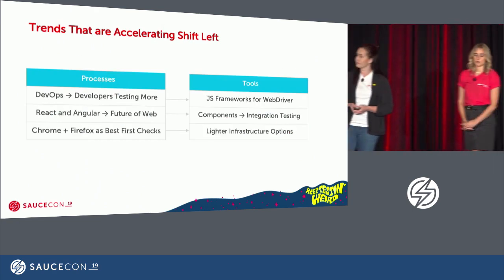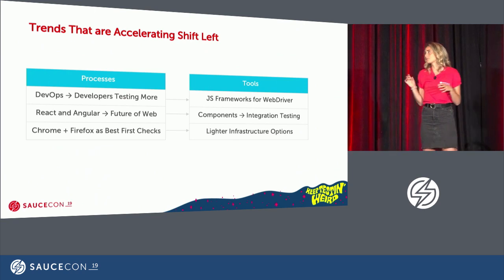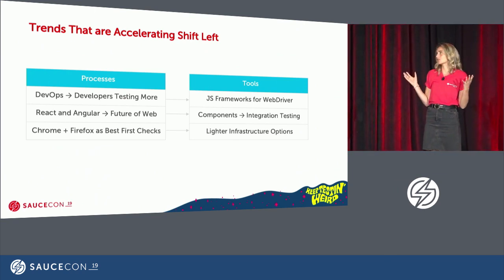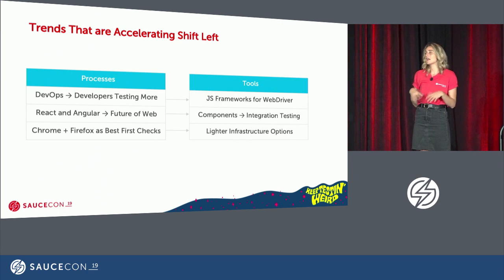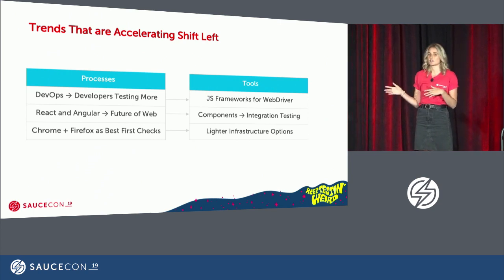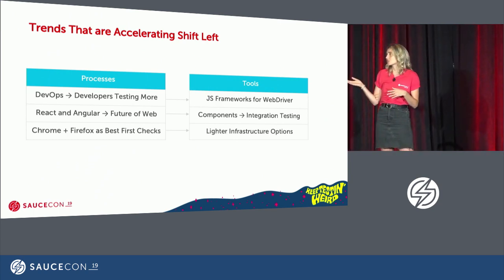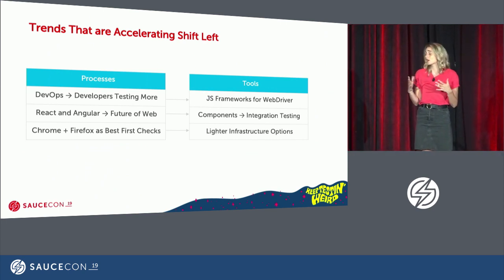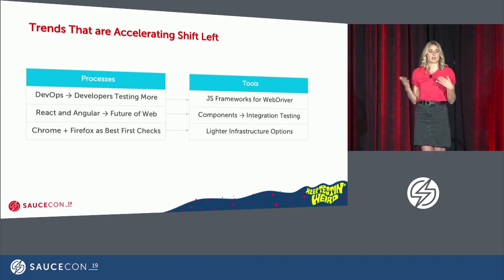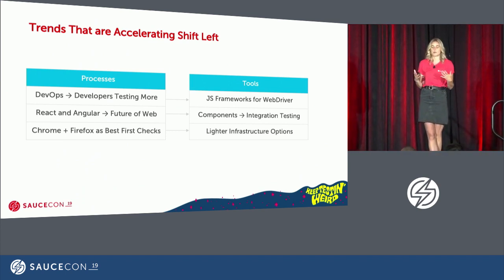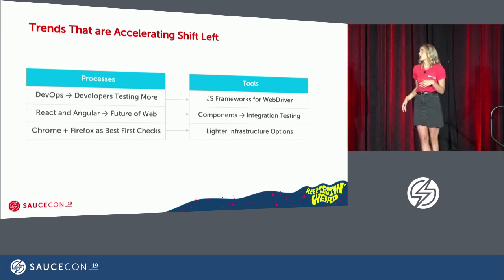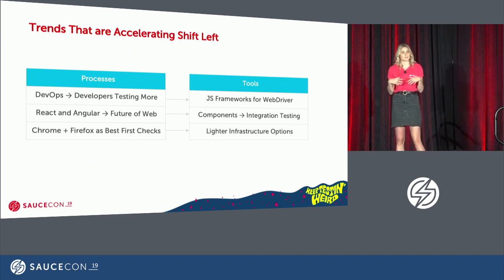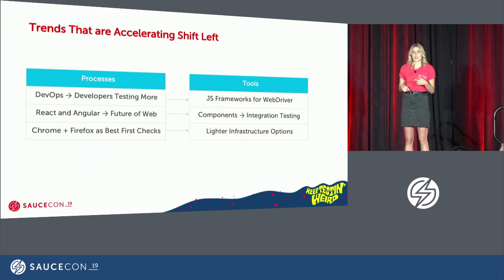Yeah, so like Alissa mentioned, we're seeing some market trends more holistically, like what's happening in the market, but we're also seeing some trends in terms of technology and also process changes that are really accelerating this shift left. So like Alissa touched on, DevOps becoming much more popular. Developers are being asked to test a lot more. And this is probably why we're seeing more developers at conferences like these and conferences like Selenium Conf. And we're seeing this lead the trend for frameworks emerging for WebDriver, specifically JS frameworks. Nightwatch.js, WebDriver.io, thank you, Christian.